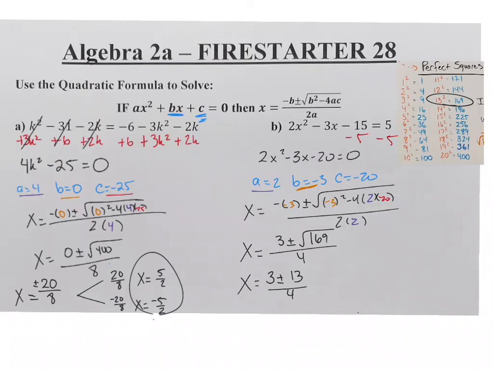Because the radical disappeared, remember I do have to write it as two separate answers. So I say x equals 3 plus 13 all over 4, which is 16 over 4. So x equals positive 4. Then I have x equals 3 minus 13 all over 4, which is negative 10 all over 4. So then x also equals negative 5 halves. Two answers because the radical disappeared.